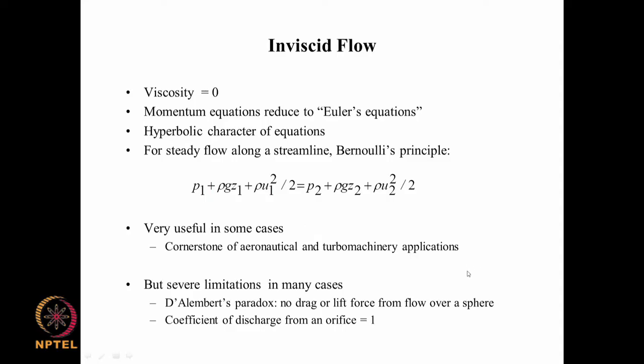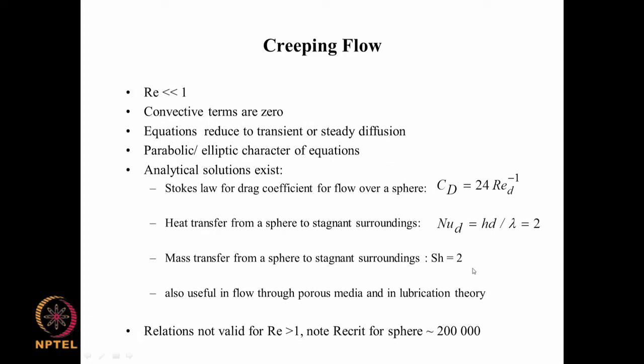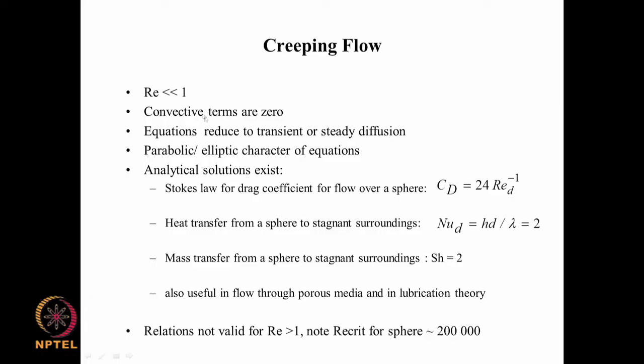So, those kind of things are not practical, and we know that when fluid flows there is drag, and that phenomenon cannot be explained by the inviscid flow assumption. Another assumption that we make is the creeping flow assumption, and here we are assuming that the Reynolds number is much less than 1, so that the convective terms are set to 0 and the equations reduce to transient or steady diffusion, and these are primarily parabolic or elliptic in nature, and you have some analytical solutions.